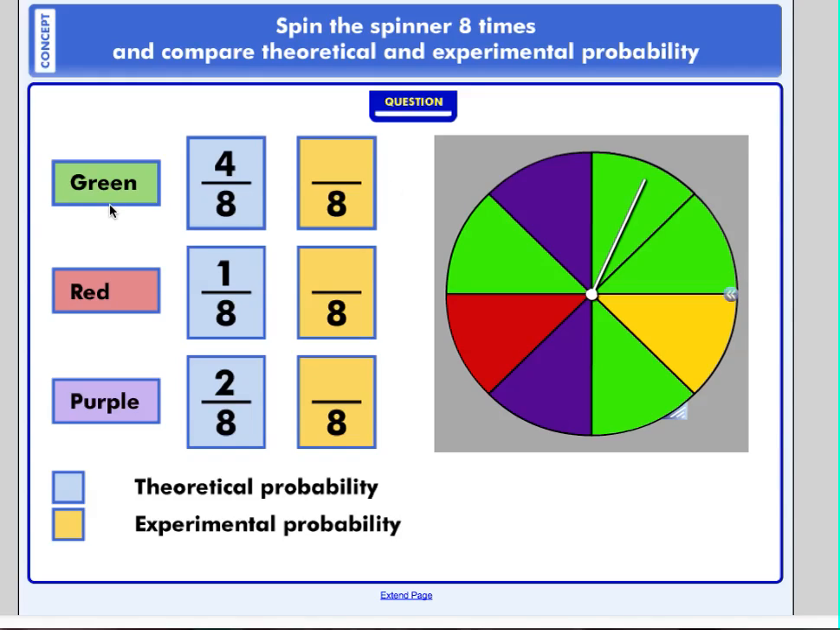So what I mean by that is this. Let's say we're talking about how many times the spinner lands on green. If we look at this, we can see that 4 out of the 8 segments are green. So it has a probability of 4/8. However, if we spin the spinner 8 times, let's see if we actually get exactly 4. Now, while I spin the spinner, I want you to keep tally marks so we know where it lands, because we're going to record whether it lands on green or red or purple.